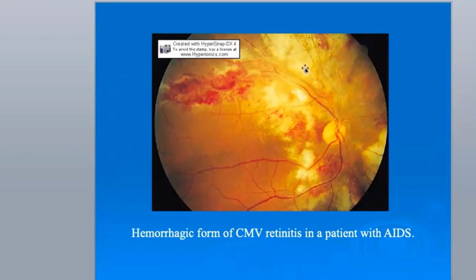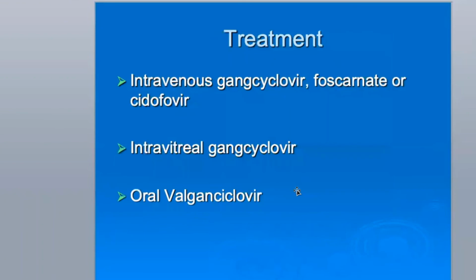So you get this white patch area, which is an area of retinitis, and this is some hemorrhages. So you get hemorrhagic retinitis. This is also in a CMV patient. If you get a patient with HIV, the first thing, if the patient complains, is to rule out CMV retinitis because it can be very aggressive.